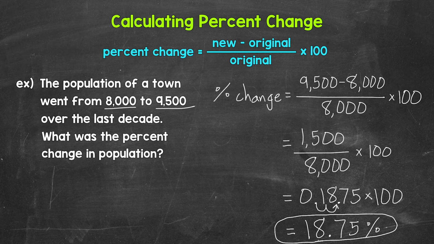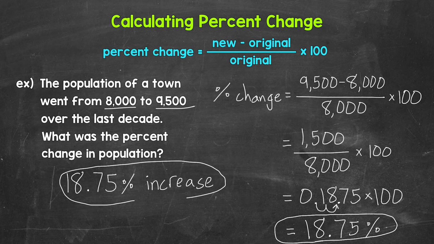And that's positive. So again, that tells us we have an increase here. So what was the percent change in population? Well, 18.75%. And that was an increase. So an 18.75% increase. So there you have it. There's an example of how to calculate percent change.